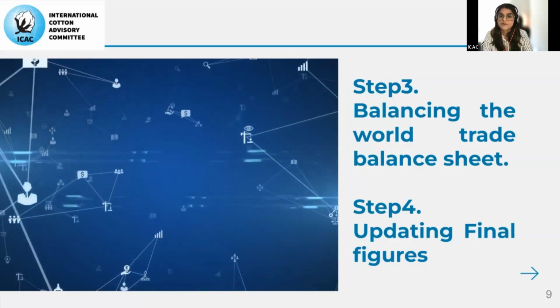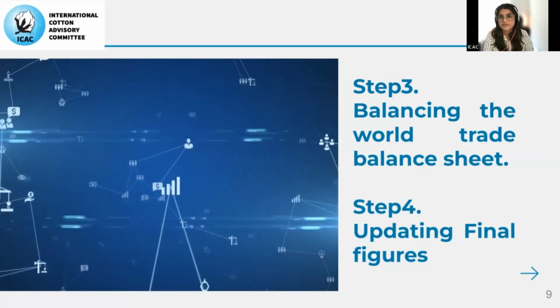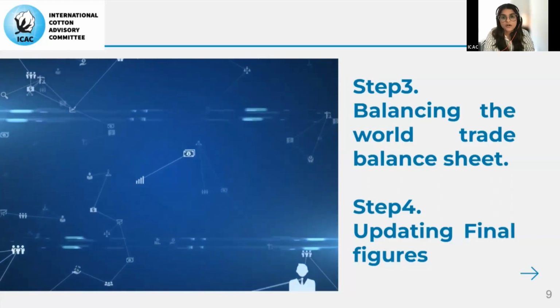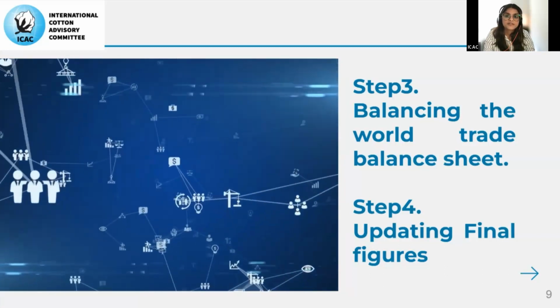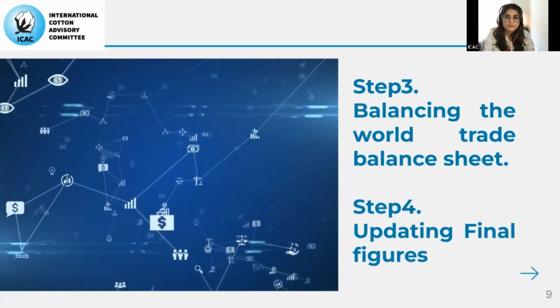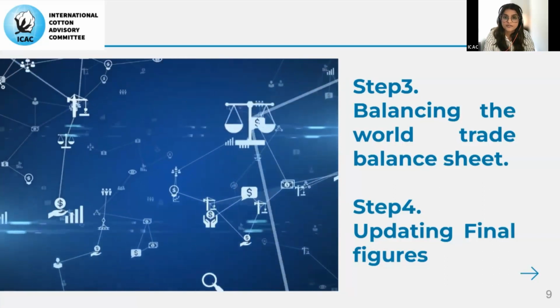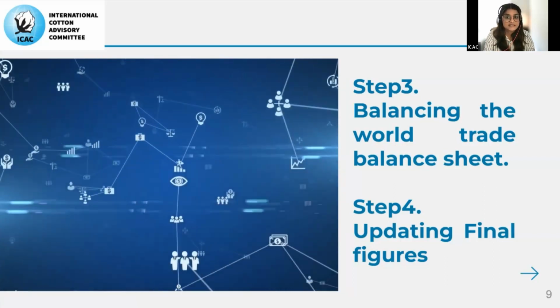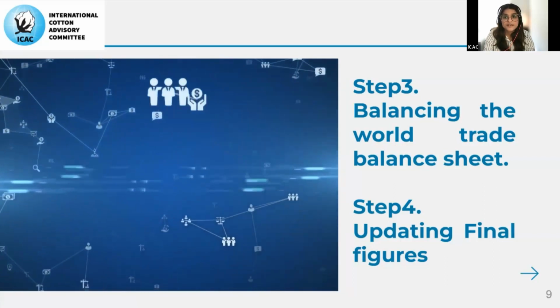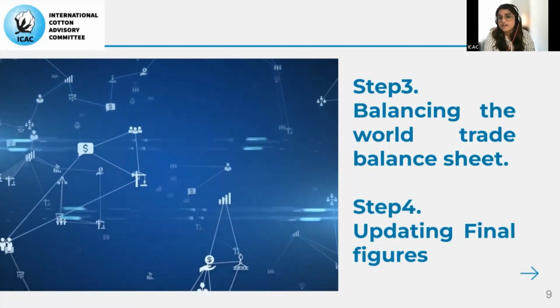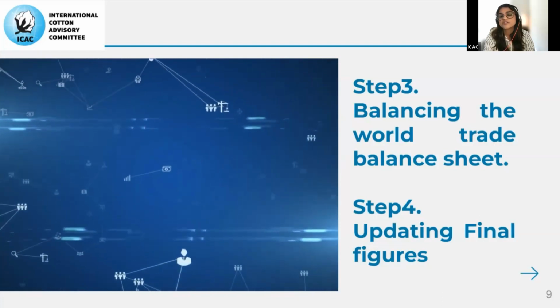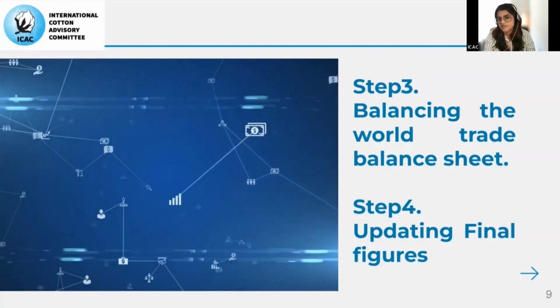Another reason for discrepancies is the change in season. The ICAC reports the crop season from August to July. If a consignment leaves on 31st July 2020, it will be reported by the exporting country for the 2019-20 season. However, if it arrives in the importing country on August 10th, 2021, then it will be reported by the importing country in the 21-22 season.